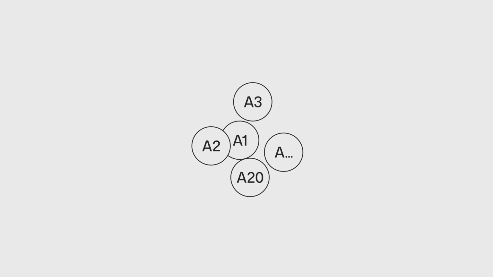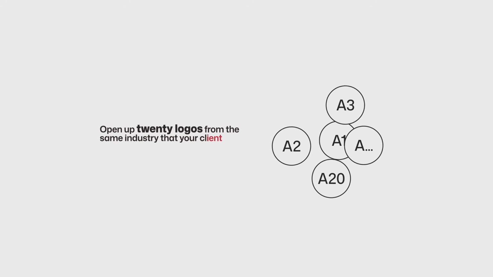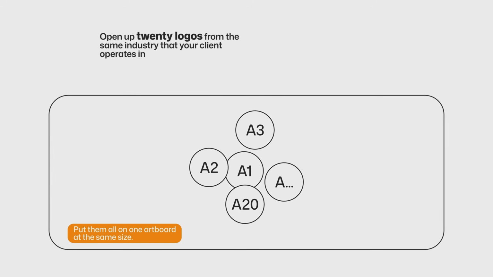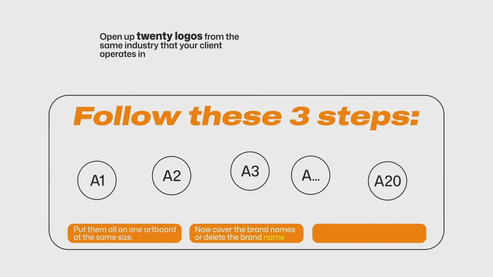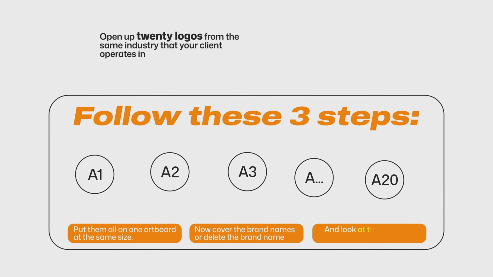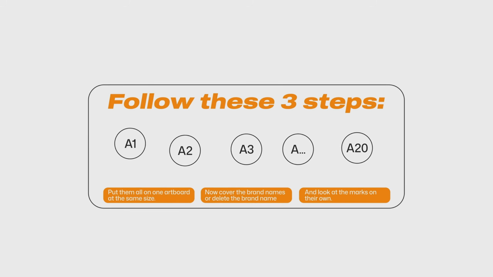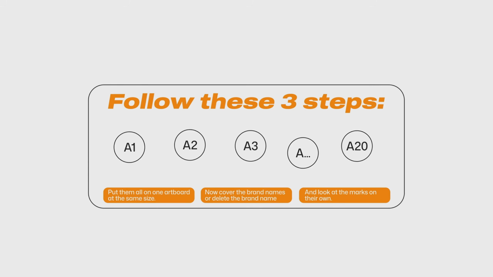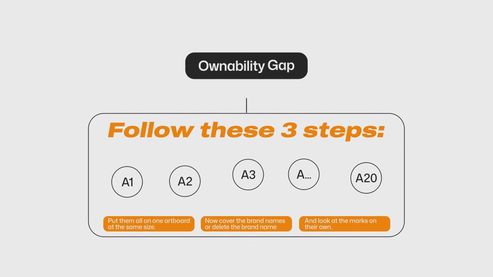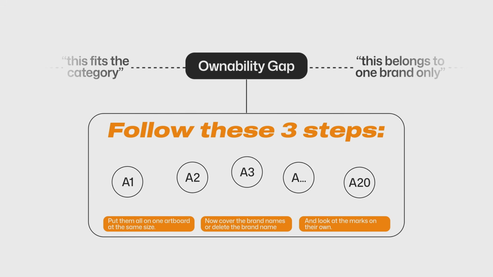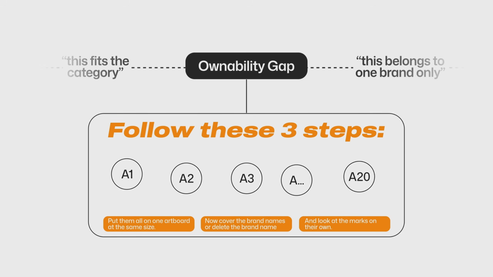So here's something I want you to actually try, not just to listen to in the video. Open up 20 logos from the same industry that your client operates in. Put them all onto one artboard at the same size, and then cover up the brand names or just delete the brand name if you can. And then look at the logo marks on their own, and be honest with yourself for a second. How many of them could swap places and no one would actually notice? This is what I call the ownability gap. It's the space between something like this fits the category and then this belongs to one brand only.